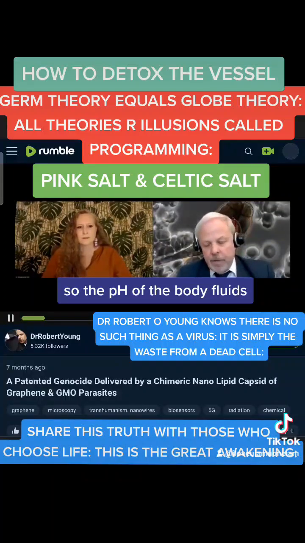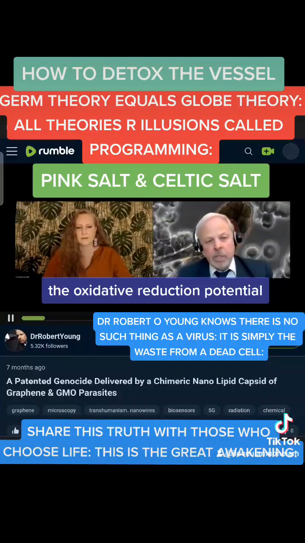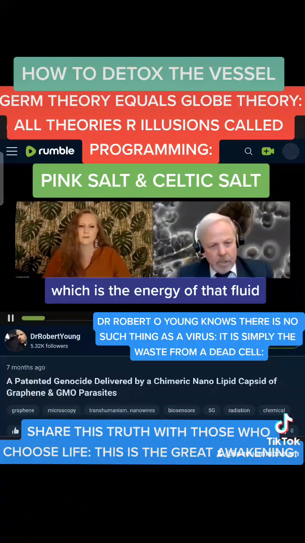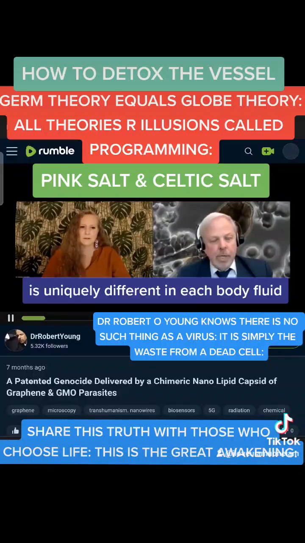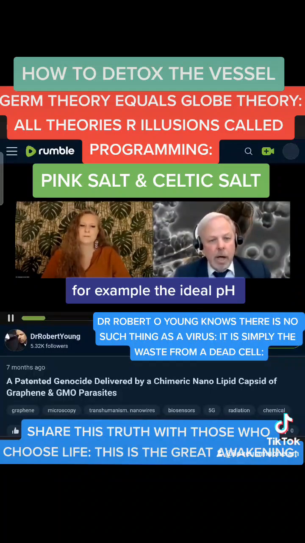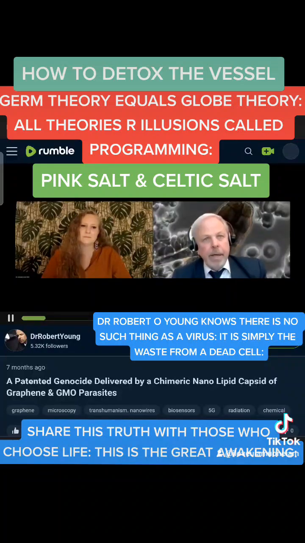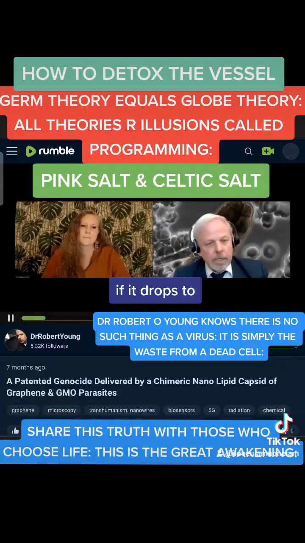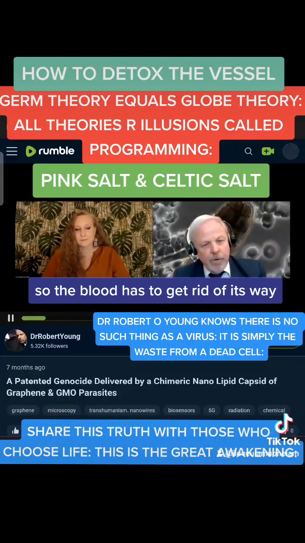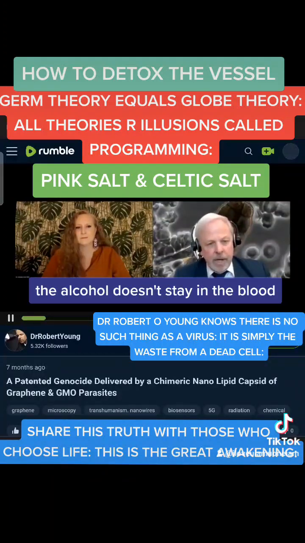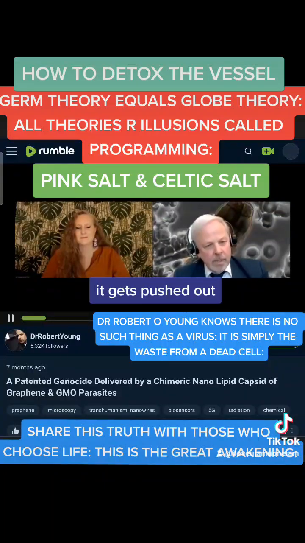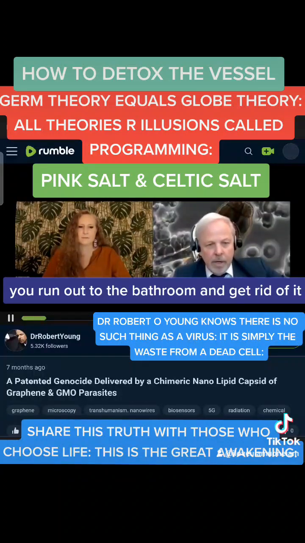So the pH of the body fluids, the oxidative reduction potential, which is the energy of that fluid that surrounds every cell, is uniquely different in each body fluid. For example, the ideal pH of blood is 7.36. And if it doesn't stay in that range, if it drops to, let's say, 7.1, you're in a coma. Wow. So the blood has to get rid of its waste. So if you're drinking alcohol, the alcohol doesn't stay in the blood. The majority of it gets pushed out, if you keep drinking, into the interstitial fluid. And guess what you do? You run out to the bathroom and get rid of it.